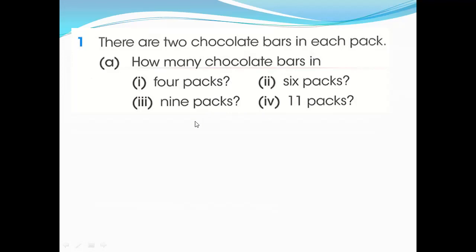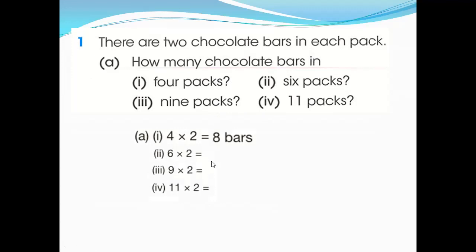Okay, so let's check. 4 multiply 2 equal to what? 8 bars. Like this, 6 multiply 2 equal 12. 9 multiply 2, 18. And 11 multiply 2, 22 bars.